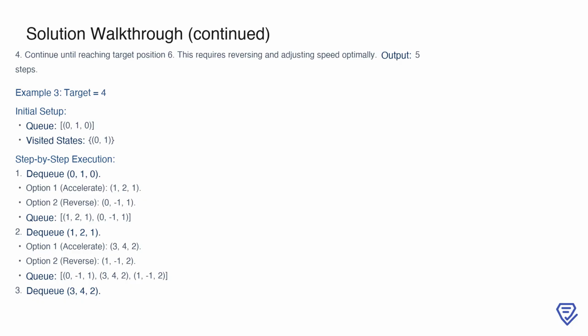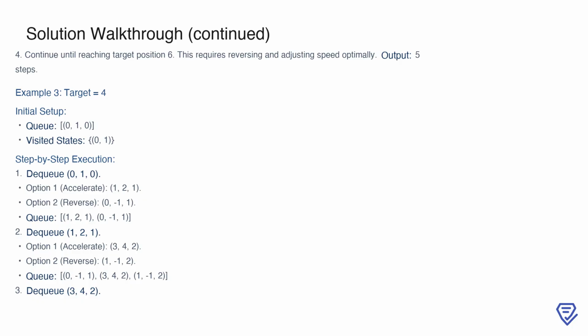Now, let's look at another example where the target is 4. Again, we initialize the queue with 0, 1, 0, and the visited set with 0, 1. First, we dequeue 0, 1, 0. Accelerating leads to the state 1, 2, 1, and reversing produces 0, -1, 1. These are added to the queue, which now contains 1, 2, 1, 0, -1, 1.